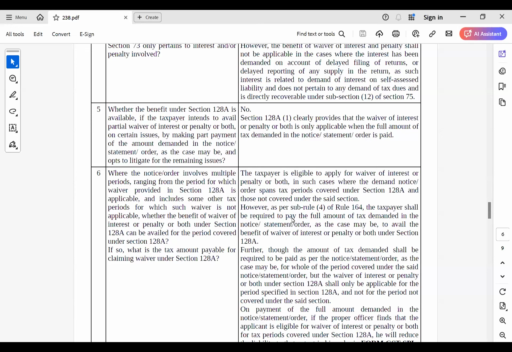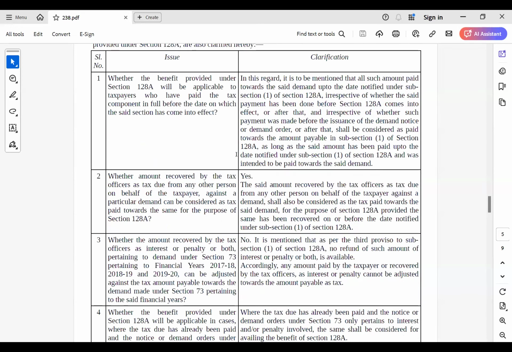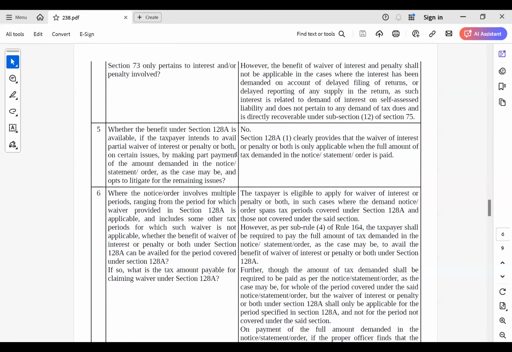Earlier we had discussed up to query number 4 of the circular. So we'll be starting with FAQ 5 of the circular.